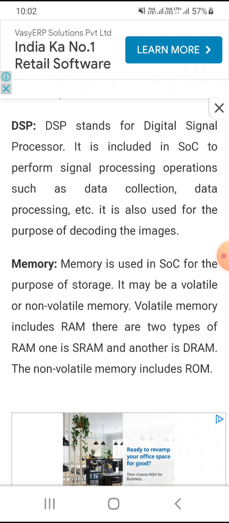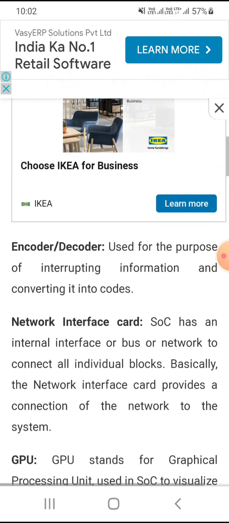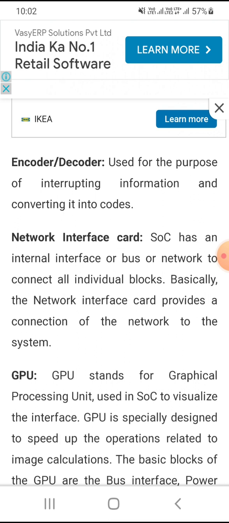Memory is used on the system on chip for the purpose of storage. It may be volatile and non-volatile memory. Volatile memory includes RAM. There are two types of RAM, SRAM and DRAM. The non-volatile memory includes ROM. Encoder and decoder are used for the purpose of interpreting information and converting it into code.